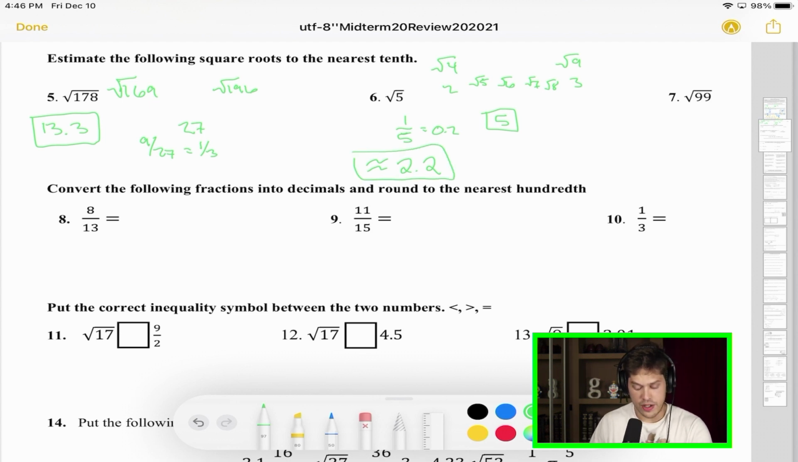2.2 is my answer here. And then for 99, well, this is 1 under 100. So the approximate square root for this one will be 9.9. That one is more straightforward.